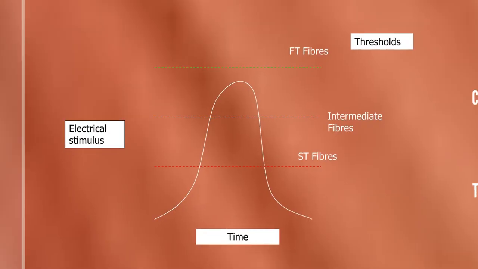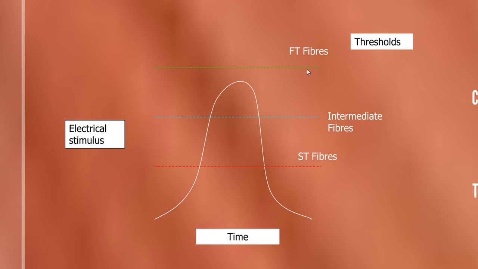So this little picture here sort of illustrates a fiber twitch, if you like. This is the electrical stimulus that is coming down to fire the motor unit. And what we'll notice is that slow twitch fibers, and this is very simplified obviously, have the lowest threshold. The intermediate fibers, which we'll learn about soon, have sort of a middle threshold here, and then the highest threshold, the most electricity required to fire a fiber, comes in the fast twitch fibers.